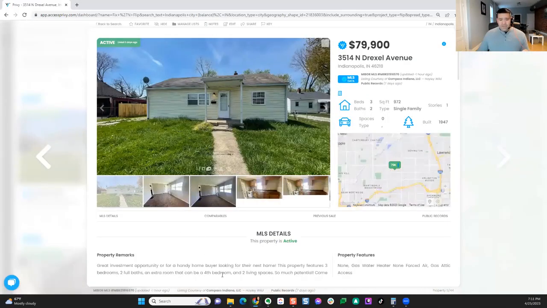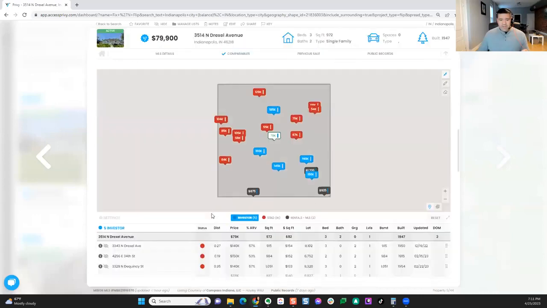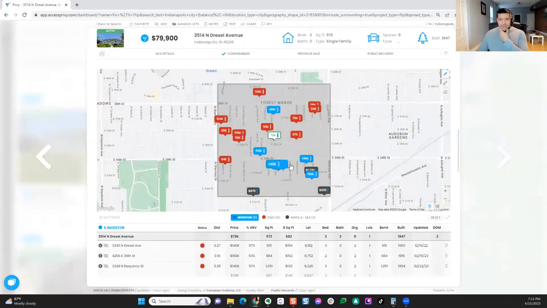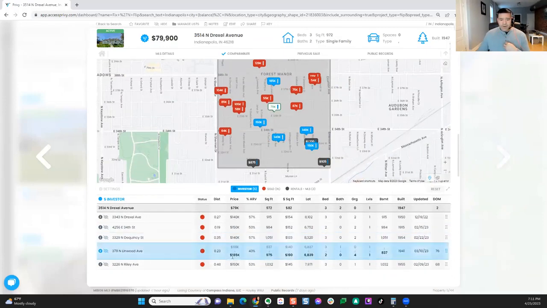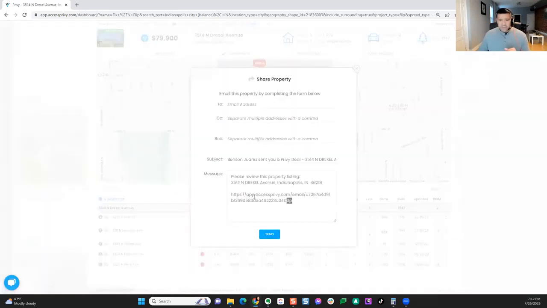This house right here says great investment opportunity, right? It's pretty beat up. Here are the comps again on this one. We got 1, 2, 3, 4, 5 investor comps. And one of them was flipped that we can identify. So the ARV in this one is 185. And that's only a 2-bedroom house. Ours is a 3-2. So I'm going to give this one to my Indianapolis guy in the chat. That's 3514 North Drexel Avenue.